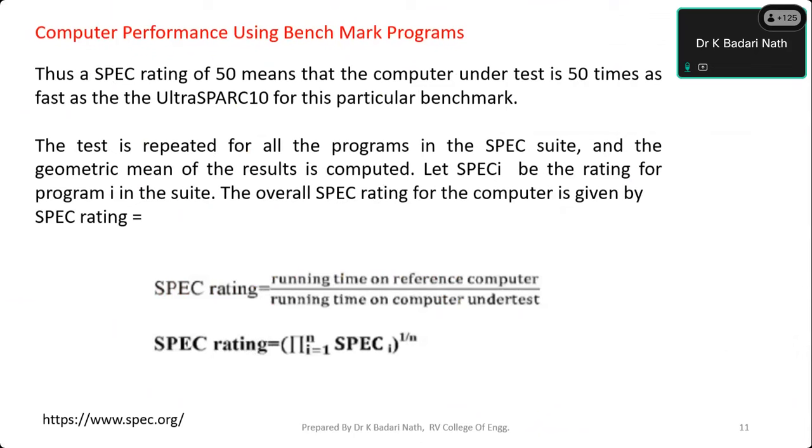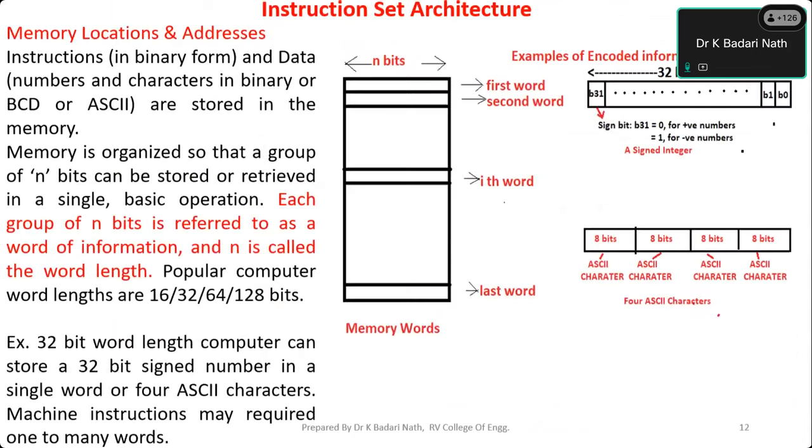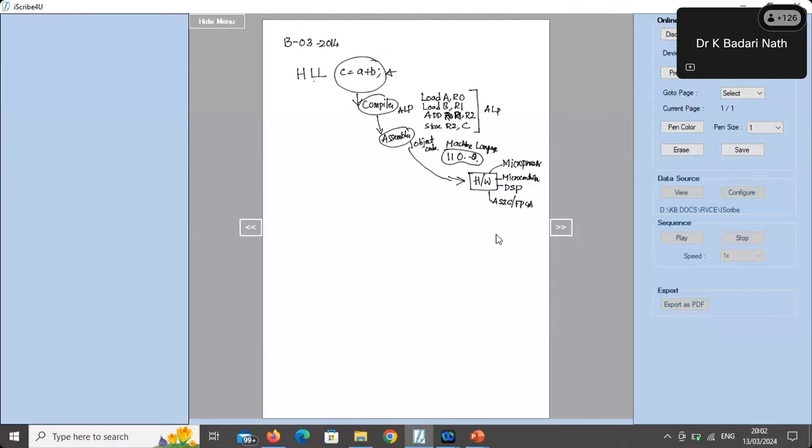Now, having understood the performance of a computer, we'll go to a little more detail about the processor and the memory interface. There are certain concepts we have to understand whenever we want to use the memory with the processor. Let's say I have to connect a memory to a processor. Then what are the concepts required?